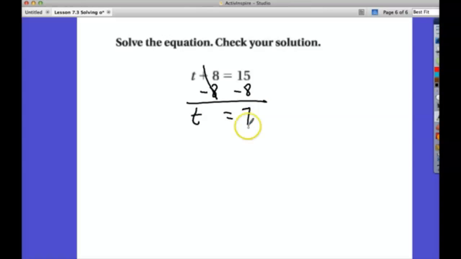So we'll substitute 7 back in our original equation for the variable and see if it makes sense. So you've got 7 plus 8 equals 15. 15 does equal 15, so it is balanced, so you have the correct answer. So this concludes our lesson on solving addition and subtraction equations.